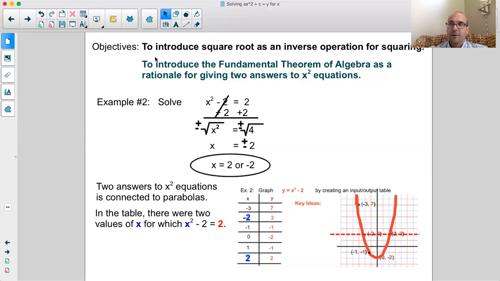So the takeaway from this video ought to be the following. You've got square root as an inverse operation for squaring, and the fundamental theorem of algebra says you get 2 answers if you're using a square root.